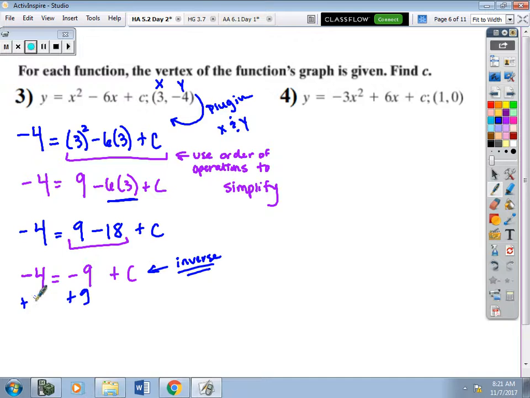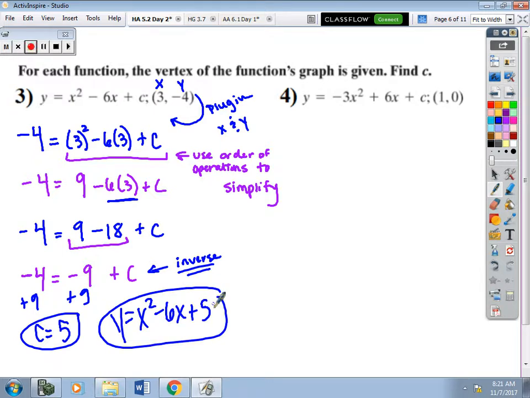We would add 9 to both sides, and what we'll get is that c is 5. And if you wanted to, you could plug that back in to get y equals x squared minus 6x plus 5. It doesn't say you have to do that, but if you wanted to on a quiz or a test, you could take this and plot it in your graphing calculator, y equals button, and double check that the vertex truly is 3, -4 to make sure that you got it correct.